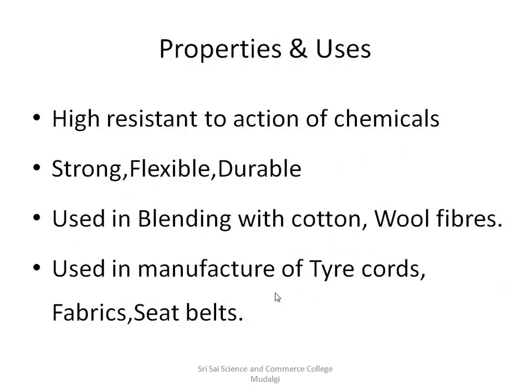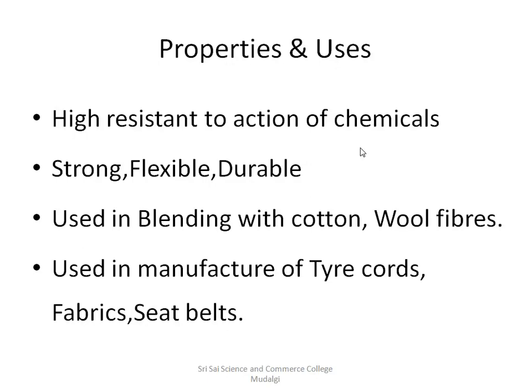Now what are the properties and uses of Terylene or Dacron? So this Dacron or Terylene has high resistance to the action of chemicals. It resists chemicals a lot and does not react quickly, right? It is very strong, right? So highly resistant to the action of chemicals. It is strong, flexible and durable. In easy terms, it is strong, flexible, durable, and it lasts very long.